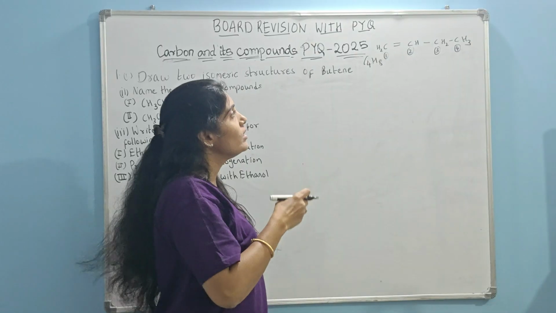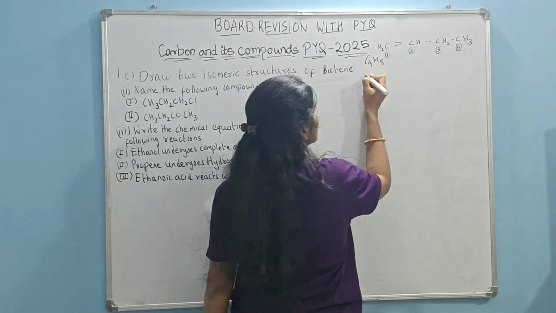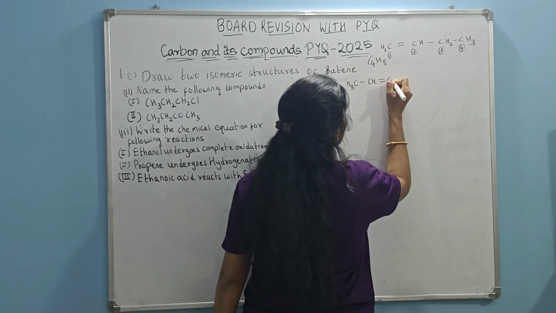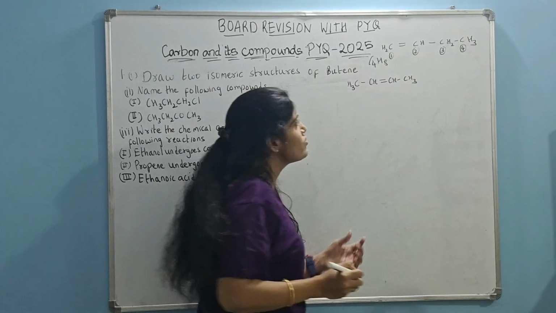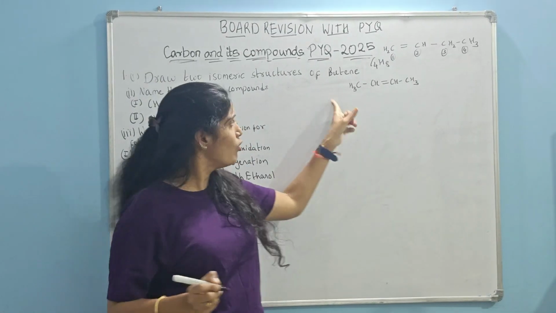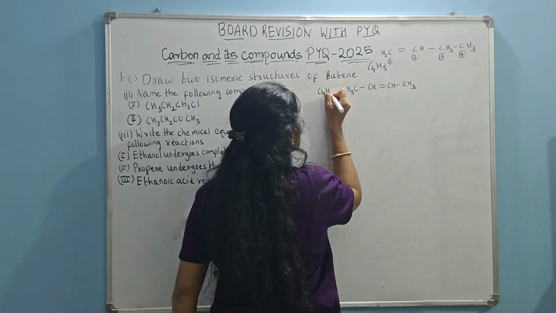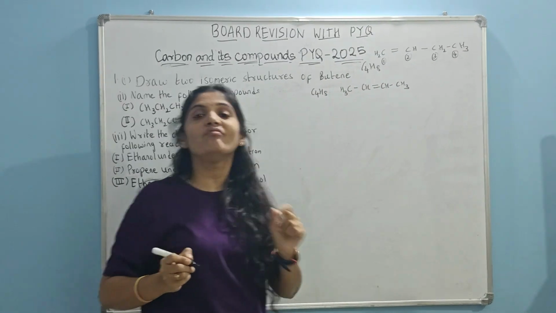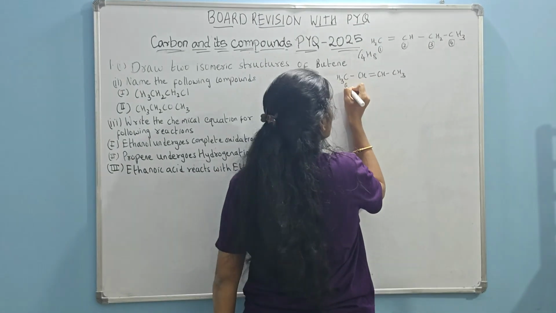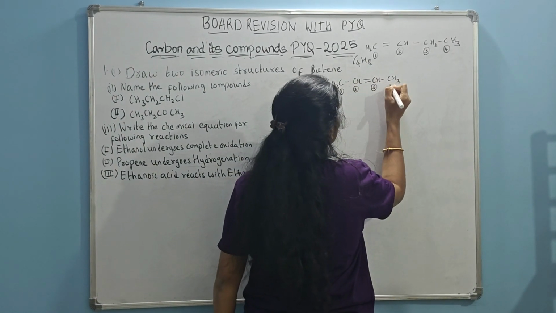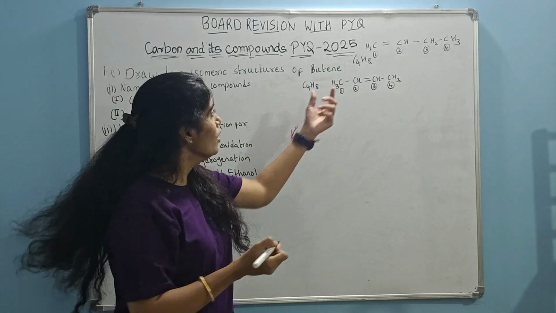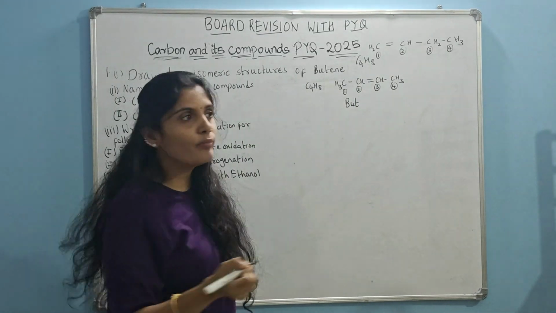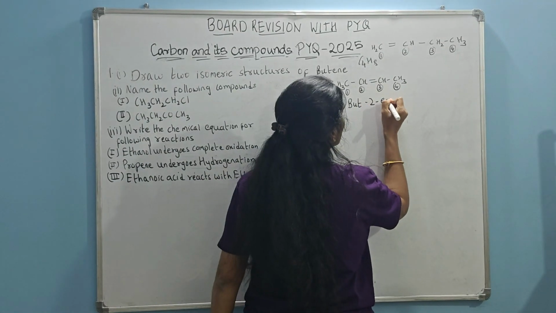Now, if I try to write one more structure, I can shift the double bond between carbon 2 and carbon 3. How do I do this? CH3, CH, double bond, CH, CH3. If you check the formula here, it is still C4H8. My molecular formula remains the same. I have just shifted the double bond between carbon 2 and carbon 3. Let me number the carbons now: 1, 2, 3, 4. What is the name of this structure? It is still but, but now my double bond is at carbon 2, so it will be but-2-ene.